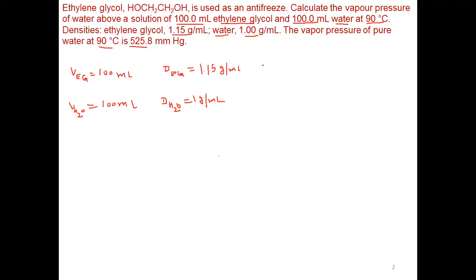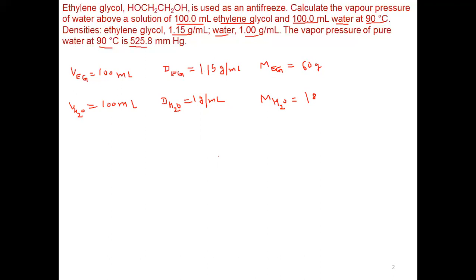So we can write the molecular weight of ethylene glycol. We can easily calculate it from the formula. It is 2 carbons, which means 12 into 2, 24; 2 oxygens, 16 into 2, 32; 32 plus 24 is 56, and 1, 2, 3, 4, 5, 6 hydrogens. So 60 gram is the molecular weight of ethylene glycol. Similarly, molecular weight of water is 18 gram. Okay, so now let us see what we have to find.